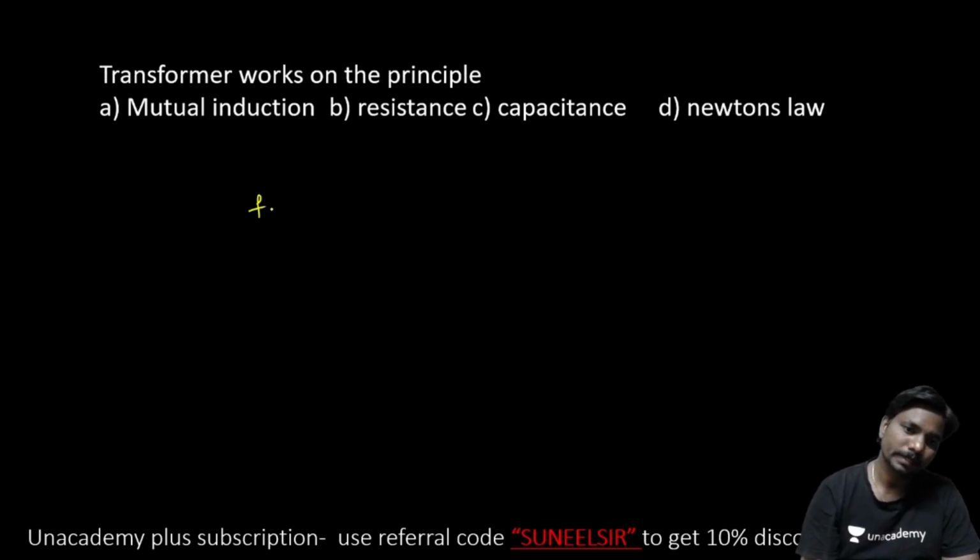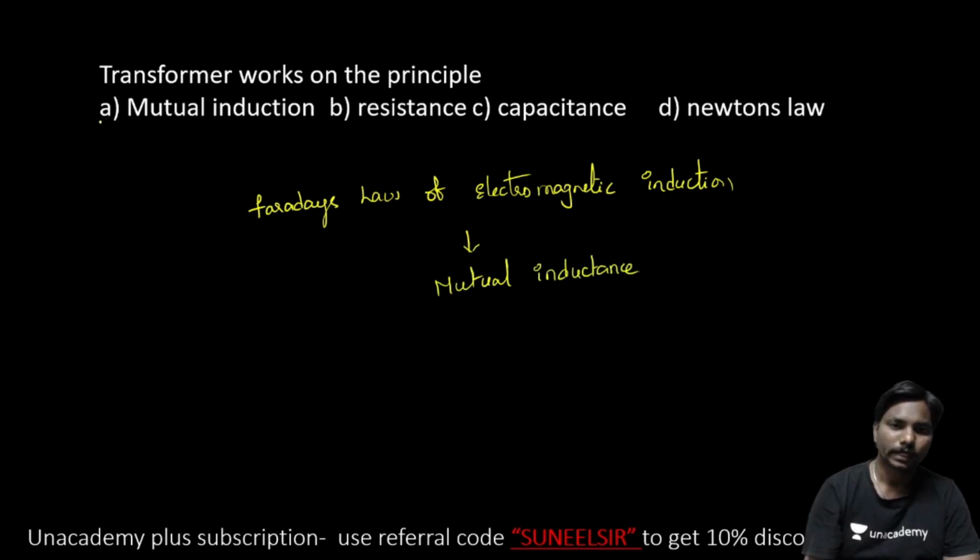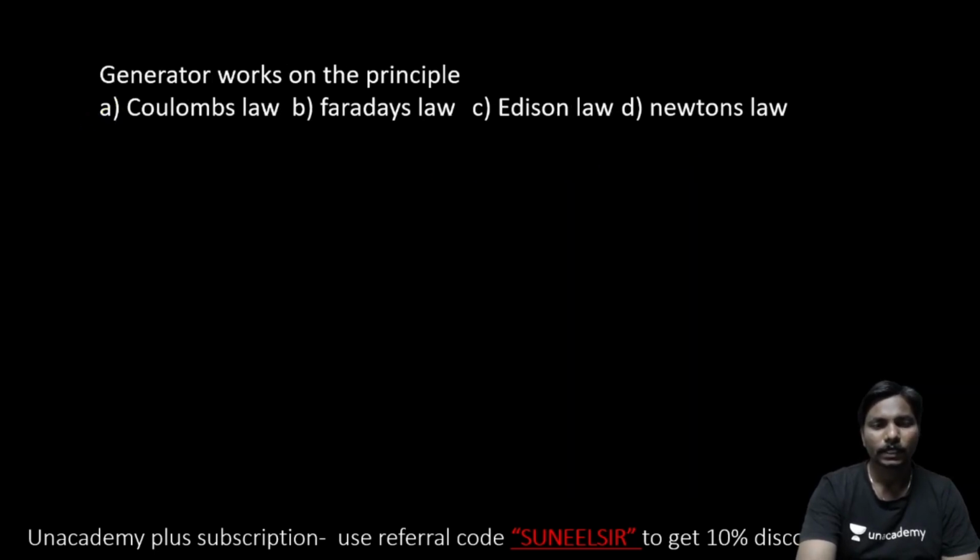Transformer works on the principle of dash. It works on the principle of Faraday's law of electromagnetic induction, in particular mutual inductance. So a transformer works on the principle of mutual induction. Coming to the next one, a generator works on the principle of Faraday's laws of electromagnetic induction. So the answer is option B.